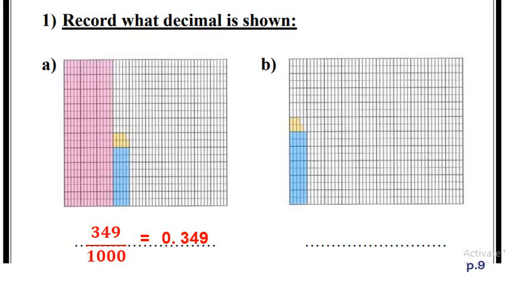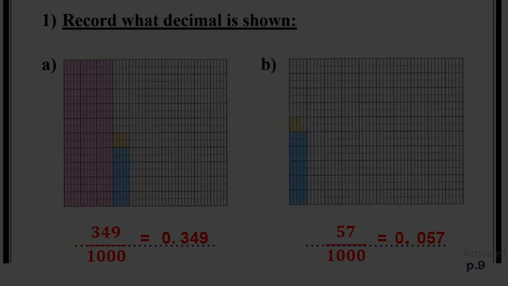Out of what? Out of 1000, because here we have 1000 small squares in the model. So 57 over 1000. Let's convert this number into a decimal number. So put 3 dashes, 7, 5, and 0. Then put here 0 in the whole part. So here this number is 57 thousandths.